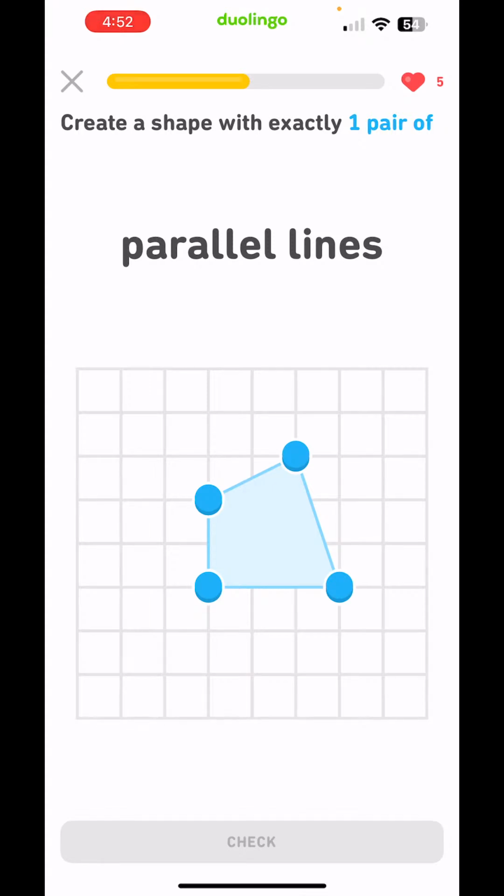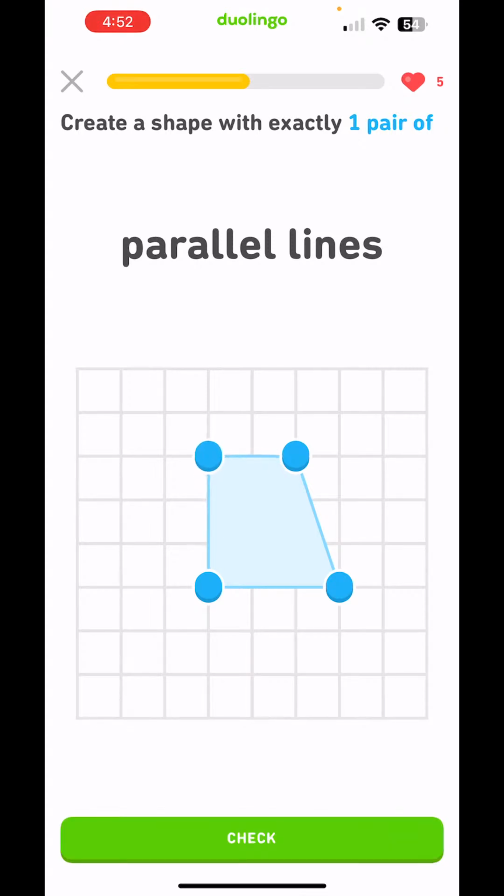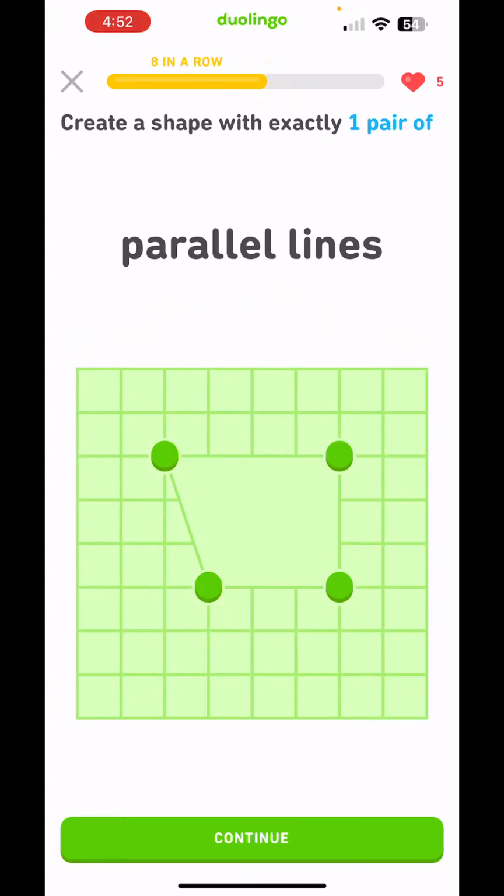Create a shape with exactly 1 pair of parallel lines. So usually just do something like that. A trapezoid. Oh, I did for a second. Oh, okay. I don't know.